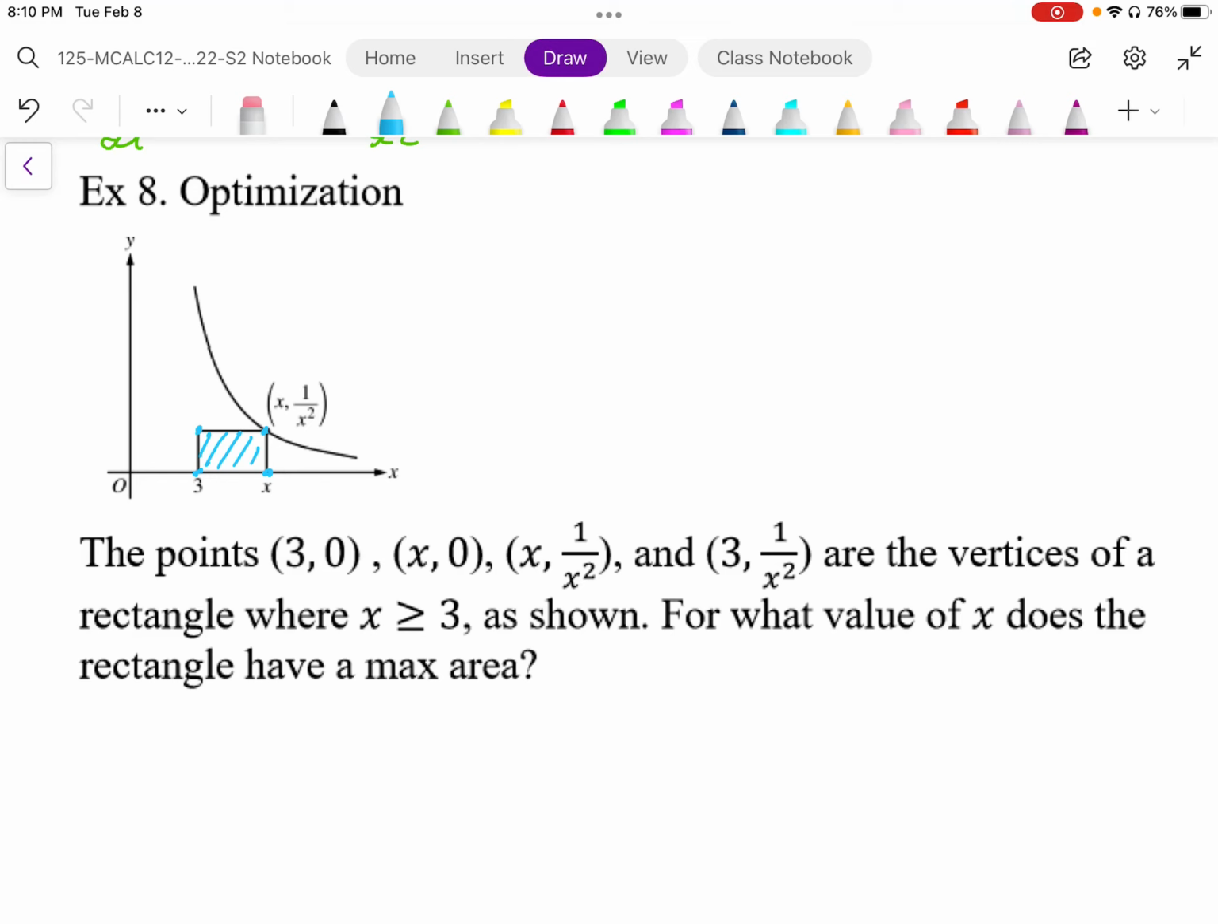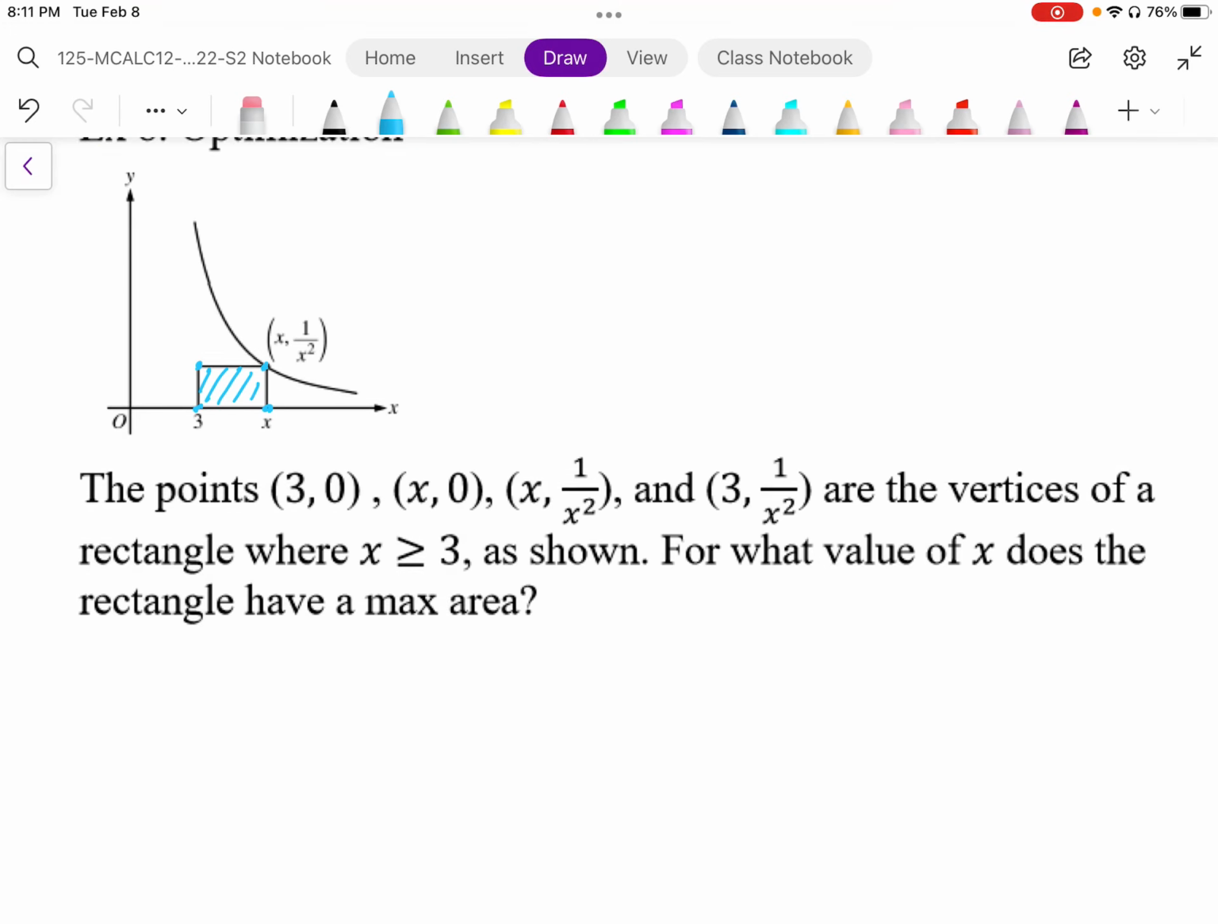So as we move that x around, it's going to make different rectangles with different areas. The first thing we do is come up with an equation that maximizes the area. The area is equal to length times width. The width is going to be the difference in the coordinates x and 3. And then the height is just the y coordinate of that graph, which is 1 over x squared.